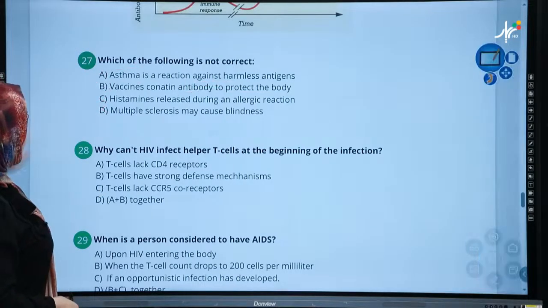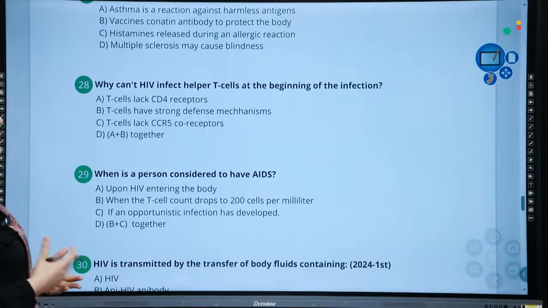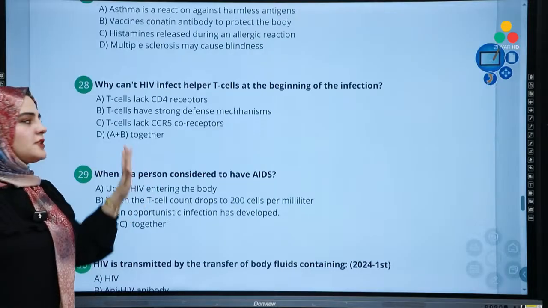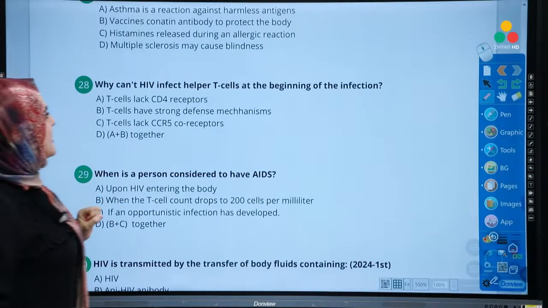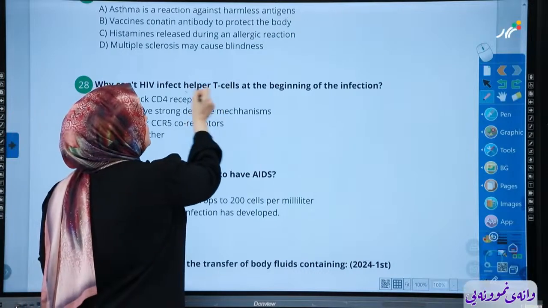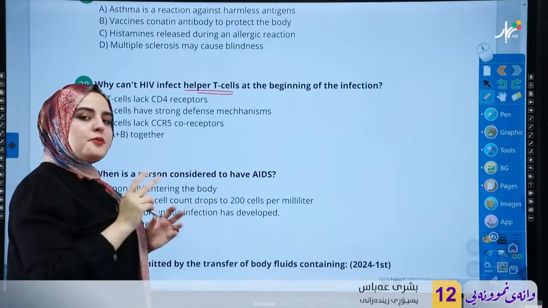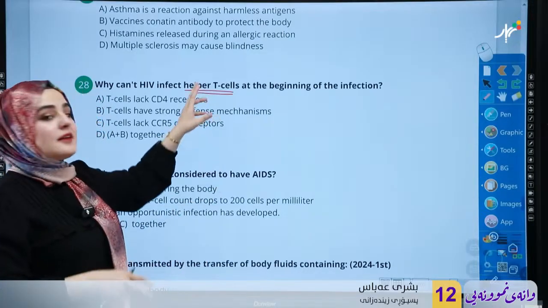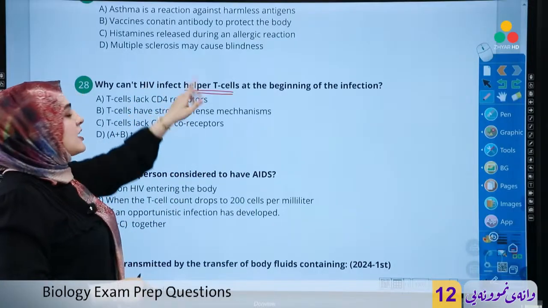Moving on to question 28, it says, why can't HIV infect helper T cells at the beginning of the infection? We reach section 3 here. Let's see why. Helper T cells are not the target for a reason. It's not because the HIV doesn't want it. Actually, this is the bigger target for the HIV, but it cannot.